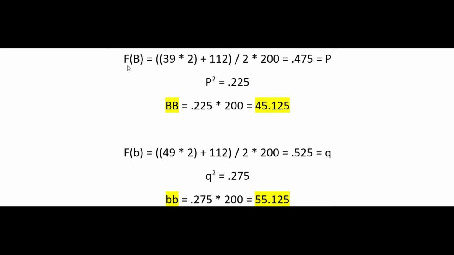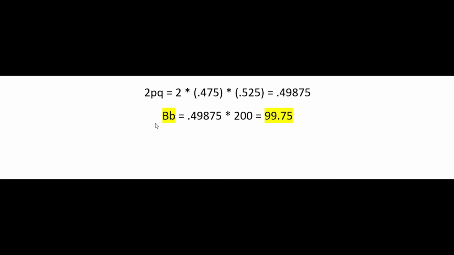Following the B frequency occurrence, we found that we got a p-squared value of 0.225, where if we multiply 0.225 times 200, we get an expected value of 45 black moths. Our frequency for a little b is going to be equal to a q-squared value of 0.275, which will result in 55.125 expected white moths. Lastly, to find our peppered moths, we take our 2pq value, and this is going to correlate to 0.49875, multiply that by 200, and we get an expected value of 99.75 peppered moths.